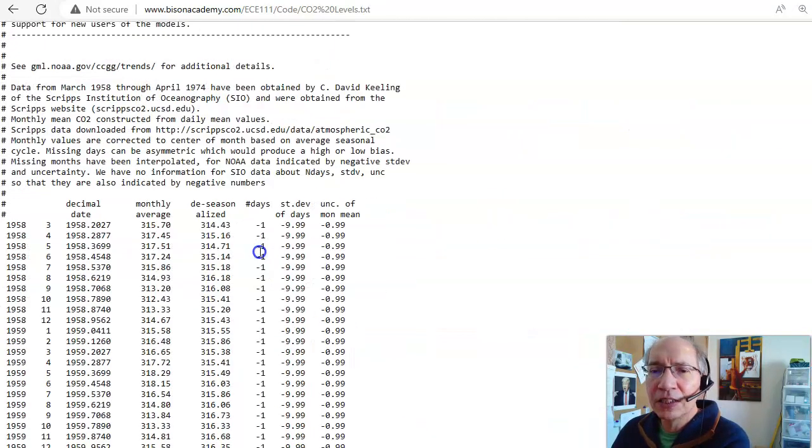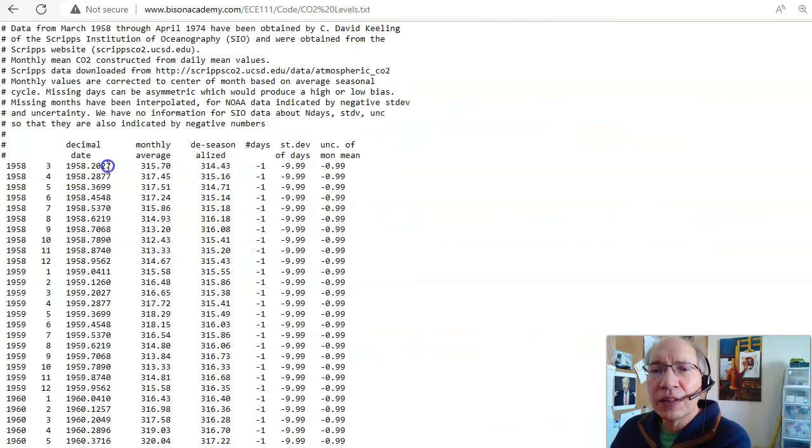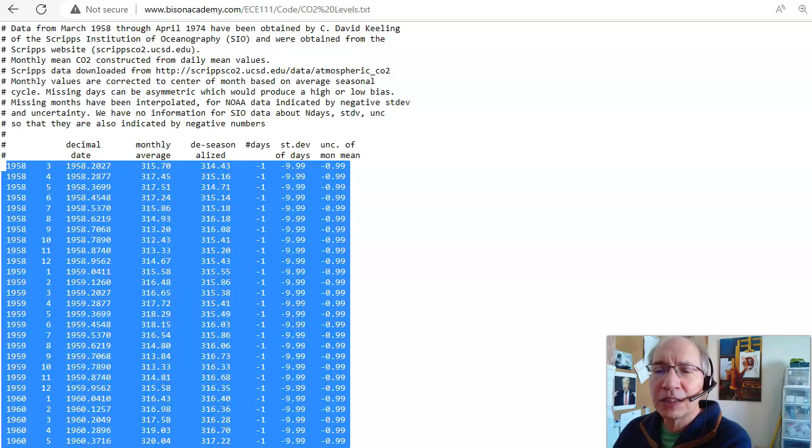And here's your data. The third column is your year in decimal format. So here's year and month, put together. So the third month is 0.2 of the way through the year. The sixth month, 0.45 through the year. Then the CO2 levels. Just copy this data into MATLAB.